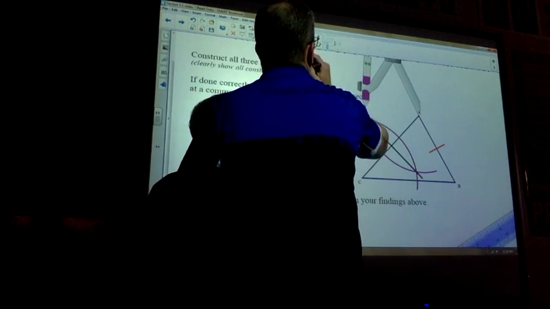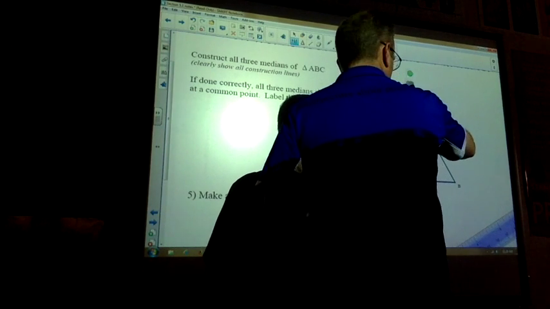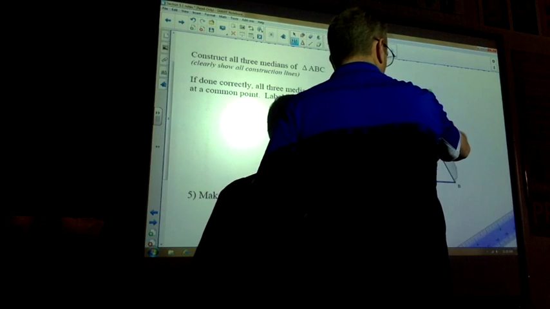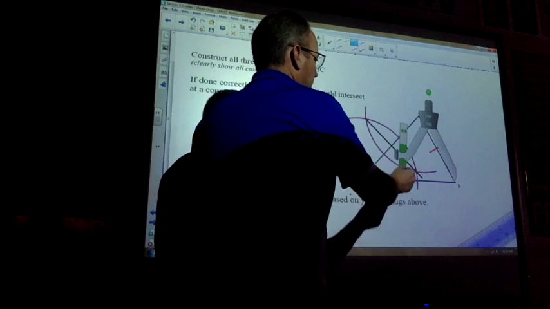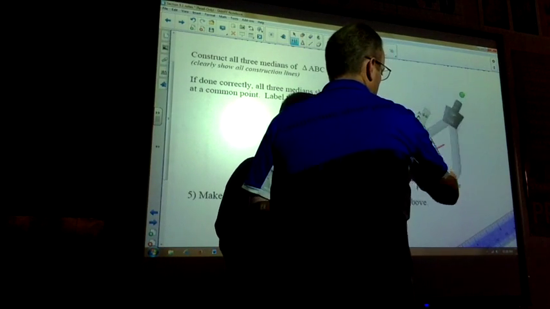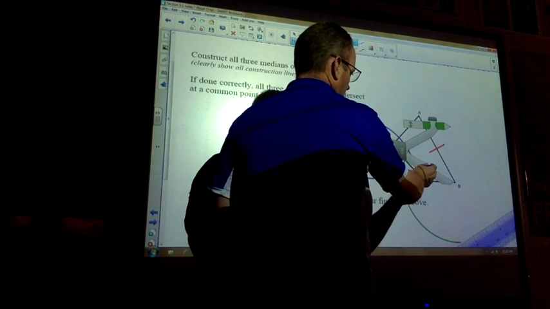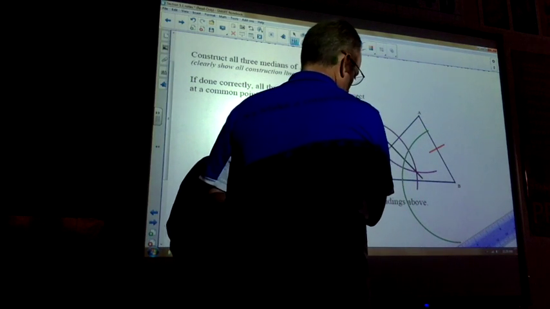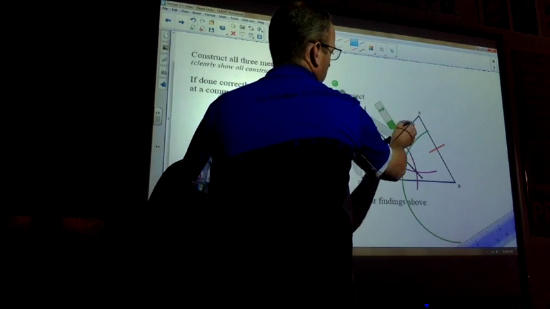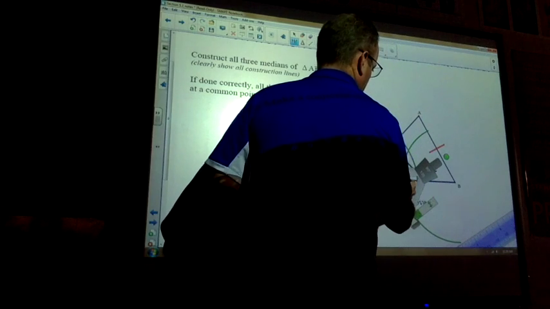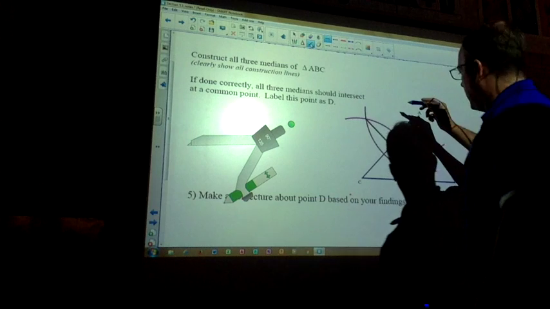Go back to my compass. We'll do this one in green. Bring this down. I just need to have my distance open to be a little bit wider. Is that a little bit wider than halfway on the B to C? Yep, I'm going to swing an arc. Okay, bring this over. Let's flip it over. And we'll bring this back this way. Swing it. And use my straight edge on that too.